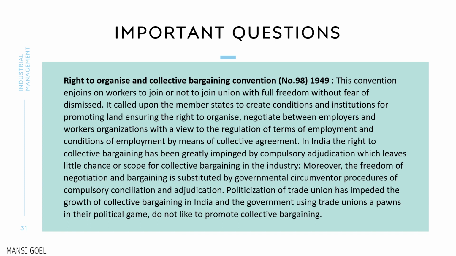Moreover, the freedom of negotiation and bargaining is substituted by governmental procedures of compulsory conciliation and adjudication. Politicization of trade unions has impeded the growth of collective bargaining in India, and the government, using trade unions as pawns in their political game, does not like to promote collective bargaining.